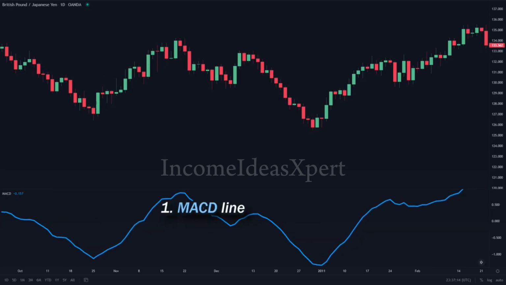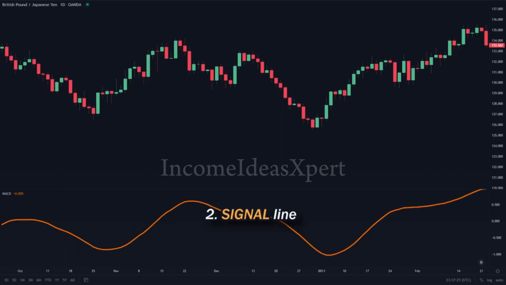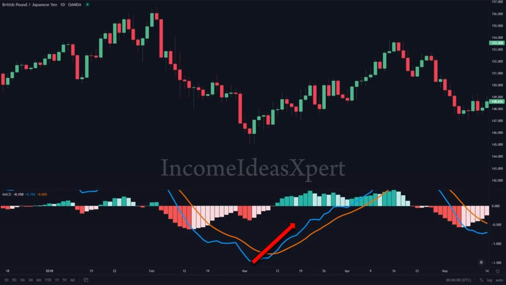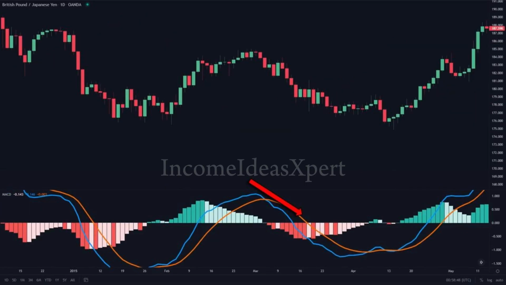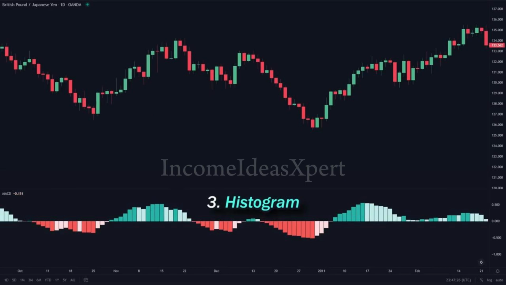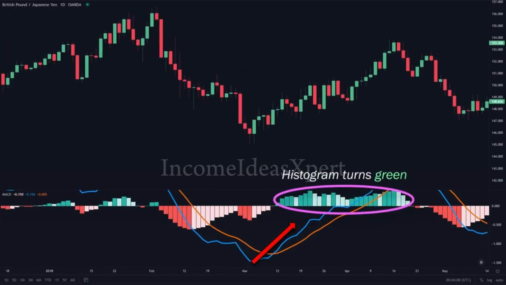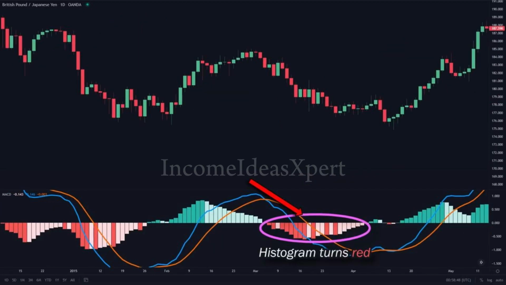To identify an upward trend on the chart, we must pay close attention to the MACD line crossing over the signal line. For instance, when the MACD line moves above the signal line, it signifies an upward momentum, whereas a cross below the signal line indicates a downward momentum. Additionally, we can assess the strength of the momentum by examining the histogram. A growing histogram signals an increasing momentum, while a diminishing histogram signifies a decrease.